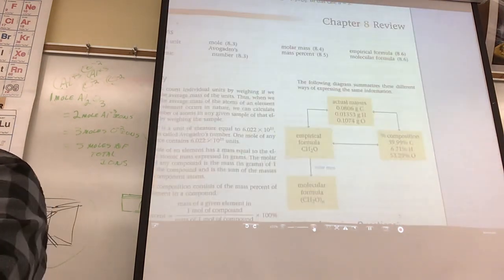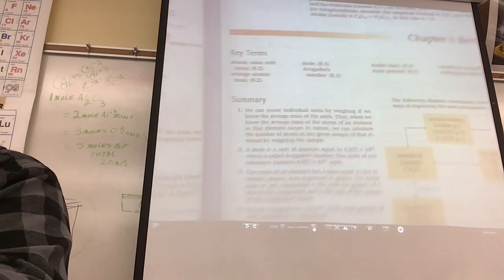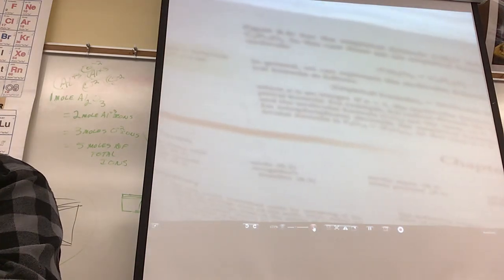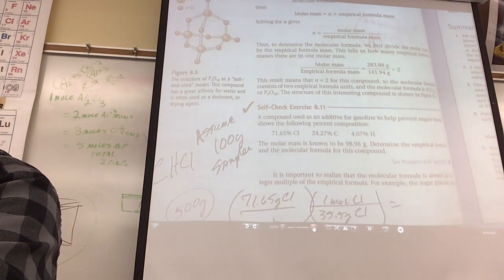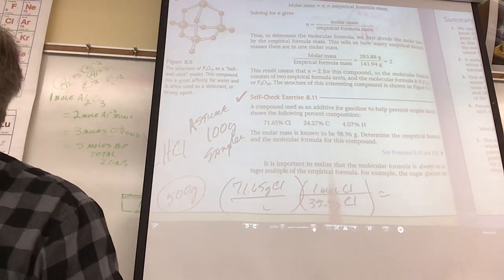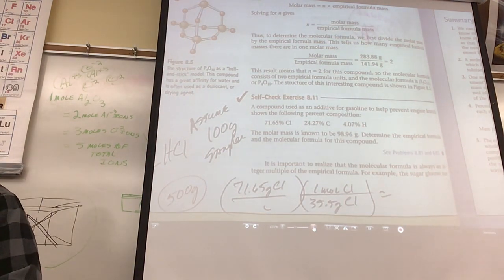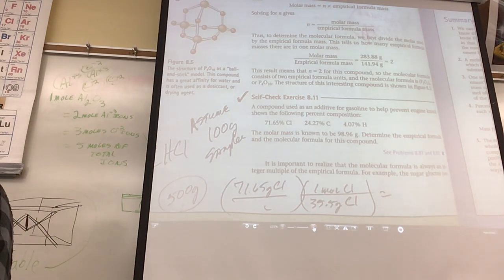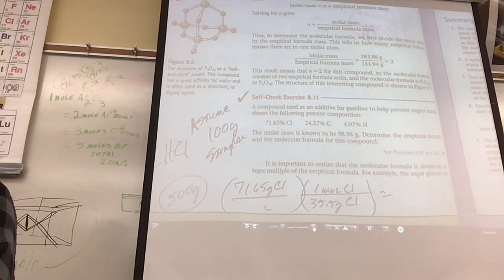Now, let's do one more. Let me see if I can find one back here on this page, and then we'll be done with this chapter. Okay. Here we go. Everybody ready? See where it says self-check, exercise 8.11? I'm going to walk around the room, and you're going to try to figure this out and push yourself a little bit, in under 5 minutes for sure. See if you can do it in about 3 minutes. If you're kind of lost, I'll walk around the room and get you unstuck.